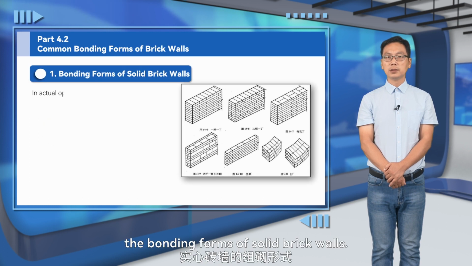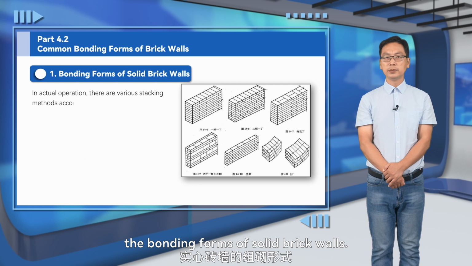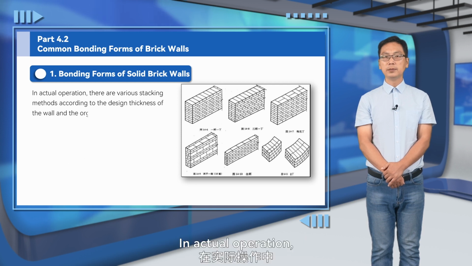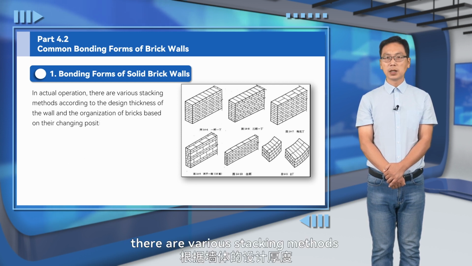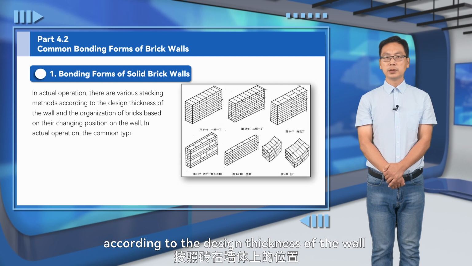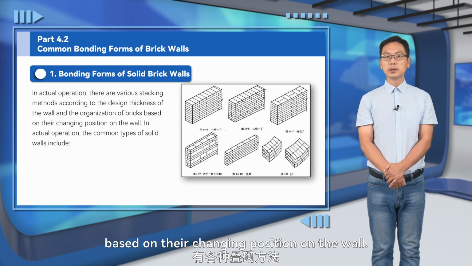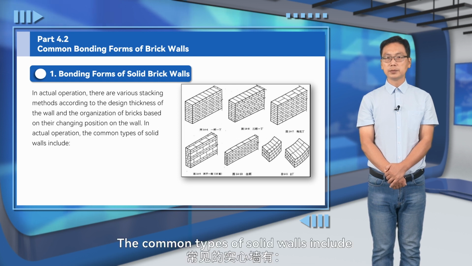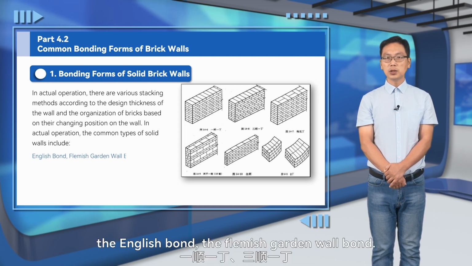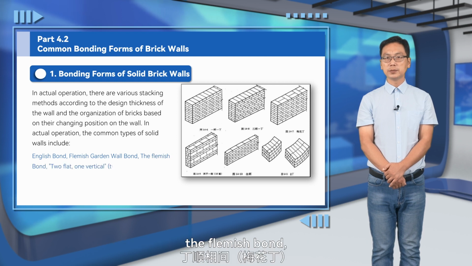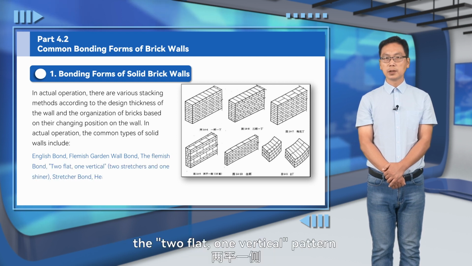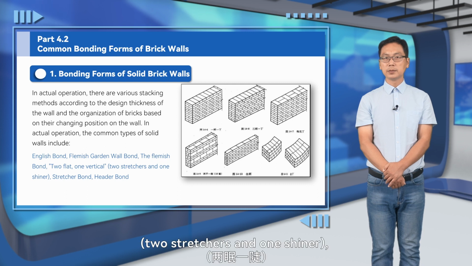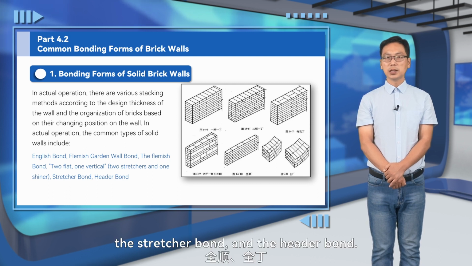The first point is the bonding forms of solid brick walls. In actual operation, there are various stacking methods according to the design thickness of the wall and the organization of bricks based on their changing position on the wall. The common types of solid walls include the English bond, the Flemish garden wall bond, the Flemish bond, the 2 flat, 1 vertical pattern, 2 stretchers and 1 shiner, the stretcher bond, and the header bond.